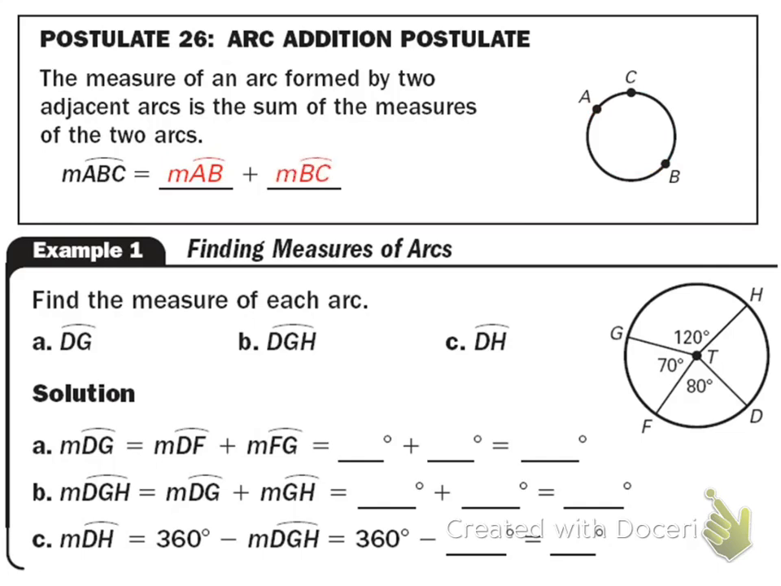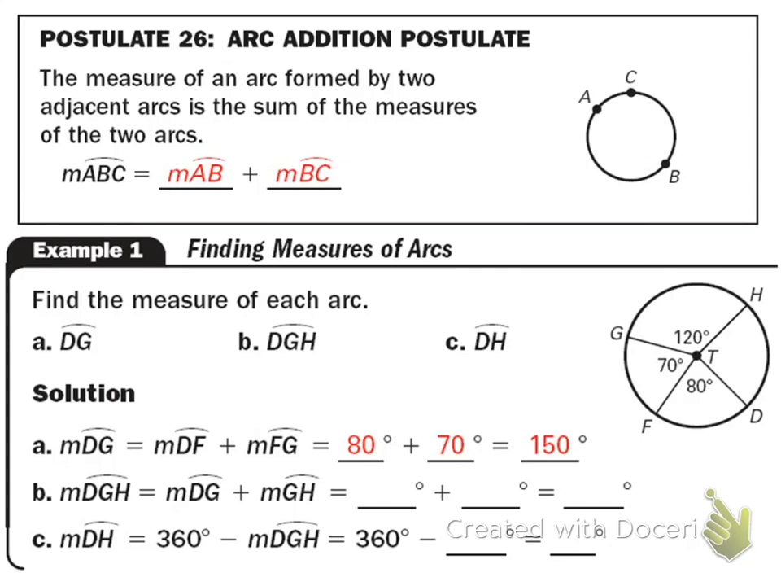In example 1, we want to find the measure of arc DG. So we want to begin at D and move around to G. So we need to add arc DF plus arc FG, or an 80-degree arc plus a 70-degree arc, for a total of 150 degrees.